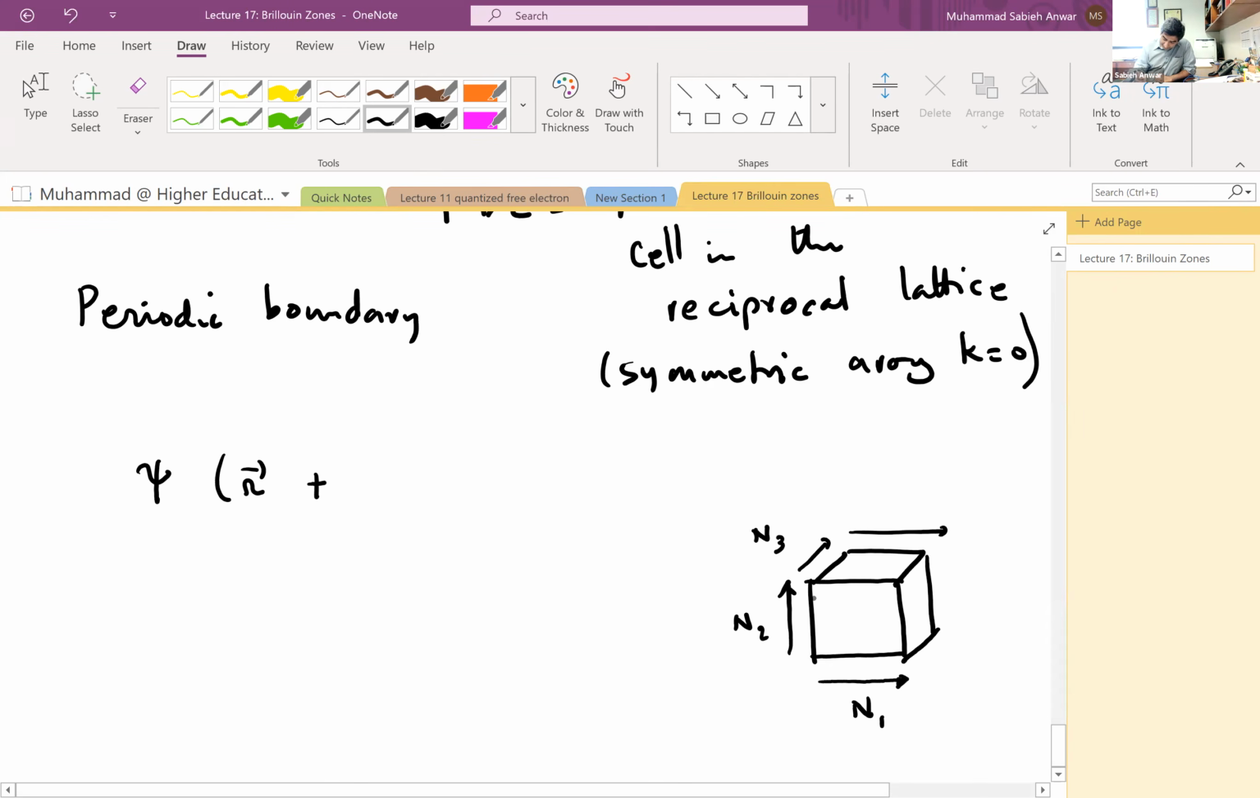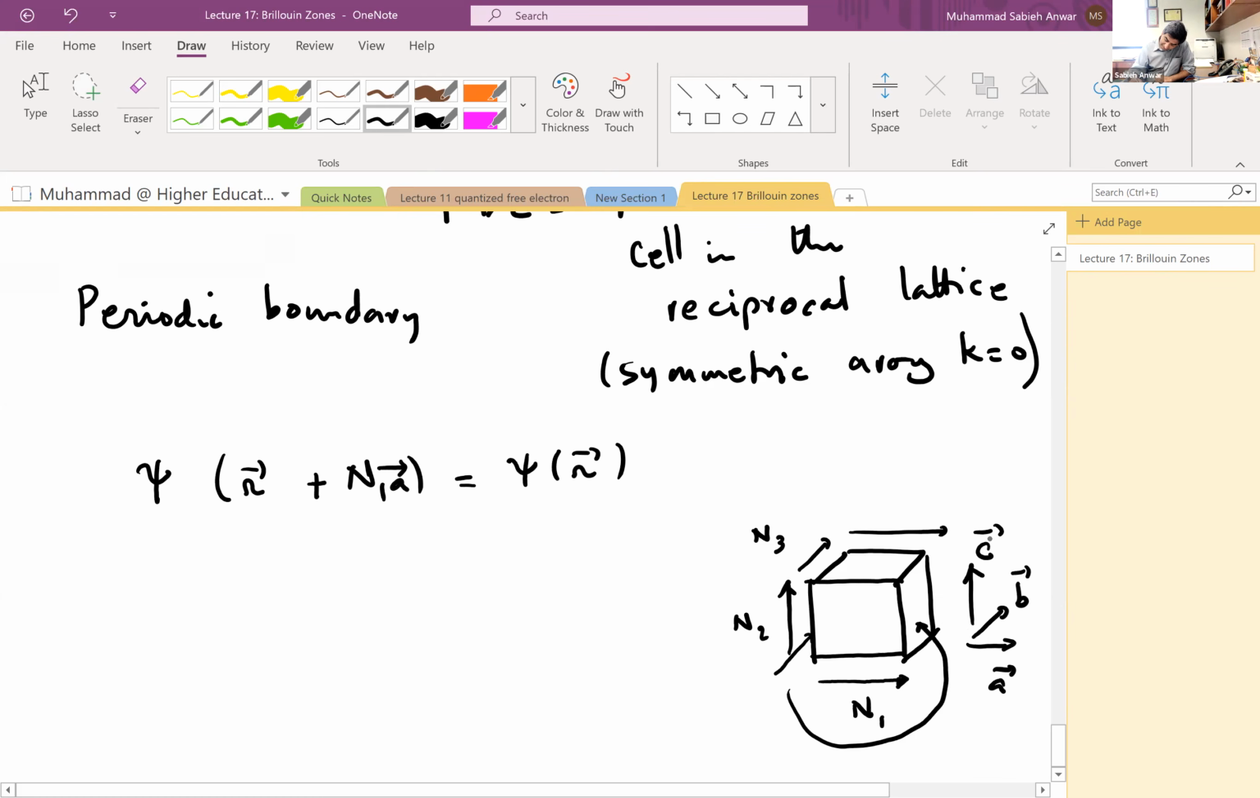Now, if I start here and go all the way around, I move, in other words, by n1a units. a is the unit cell length. I will get the original. This is a periodic boundary condition. Now this needs to be a vector. This is my a vector, my b vector, and my c vector. These are unit cell vectors in the direct space. Likewise, I can have the periodic boundary conditions along the y-axis and along the z-axis.